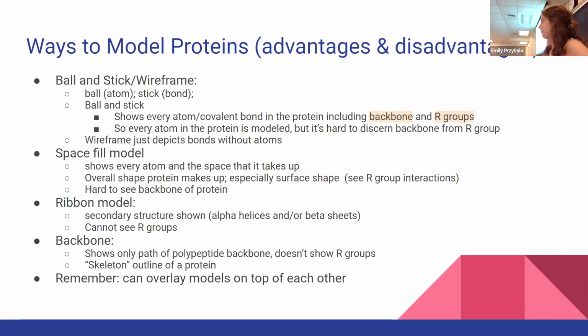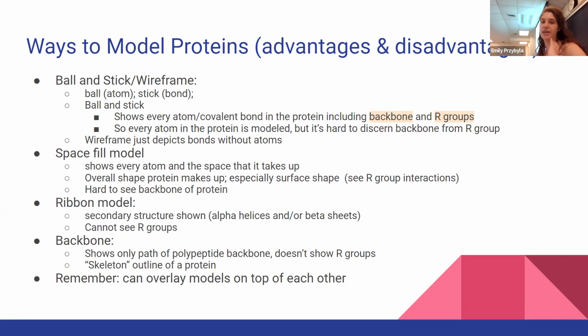Okay, so ways to model proteins. I'm going to go through this quickly because you're not going to see much of this, I don't think. So we have our ball and stick, also known as wire or wireframe. They're not the same, but they're similar. The ball would be the atom, the sticks would be the bonds. The wireframe obviously does not have balls, it is just the wire, so that would just be the bonds. So it shows all the covalent bonds, including backbone and R groups. And if there's the ball, then every atom in the protein is modeled, but you can't really tell the backbone from the R group.